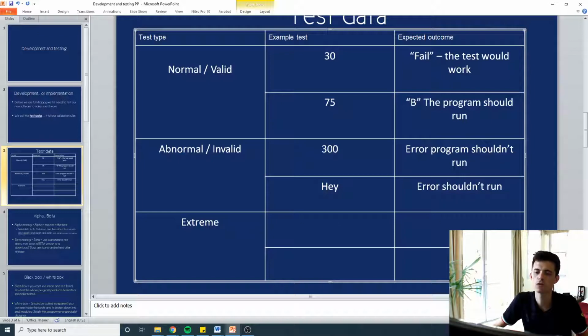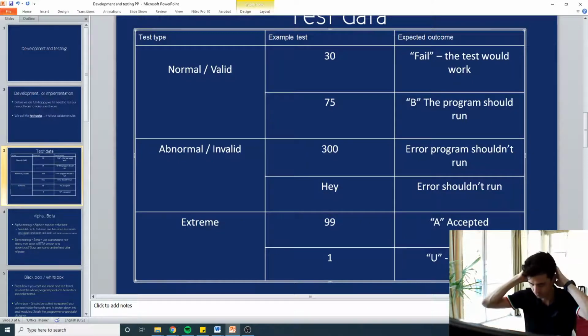But basically when we've got extreme, we mean extreme valid. So it might be 99 and the other test would be 1. So they're both still acceptable, but they're right on the extreme limit of acceptance. So accepted, oops, forgotten how to spell accepted. And this would give us an A, or you guys would probably be hoping for an A star for that. And then this would probably be a U, but it would be an accepted program and it would run.